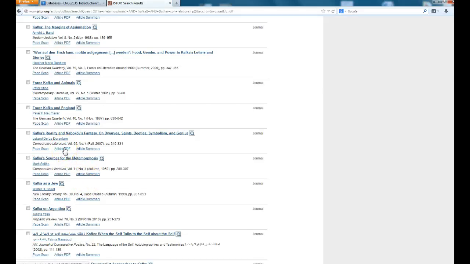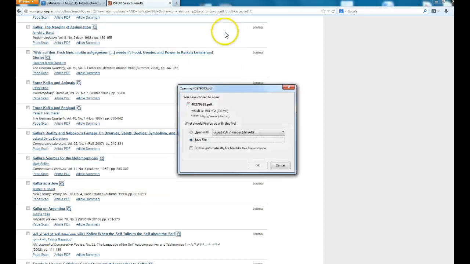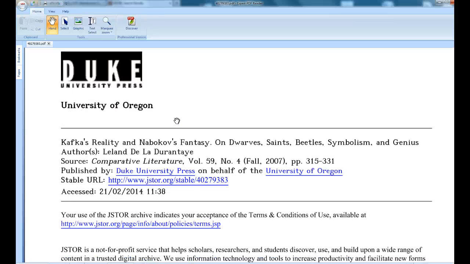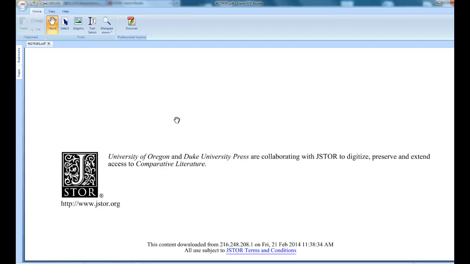If we have it in full text, it will tell you. JSTOR always, before it proceeds to the article, will have you sign off on the fact that you're going to use this information ethically. You're going to give a citation as to where that information came from. JSTOR is very committed to proper citation, intellectual property, that type of thing.